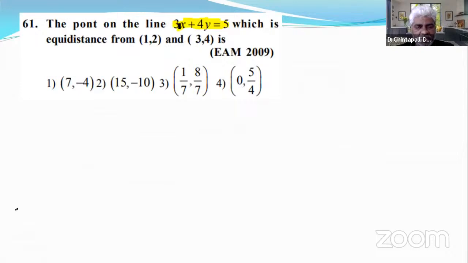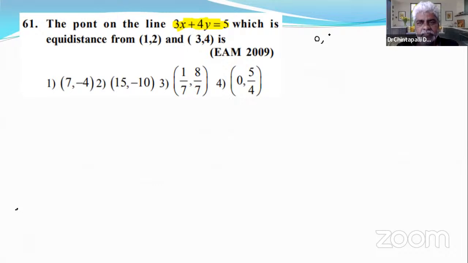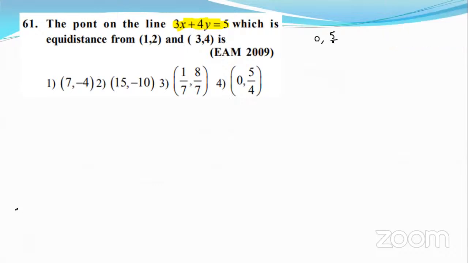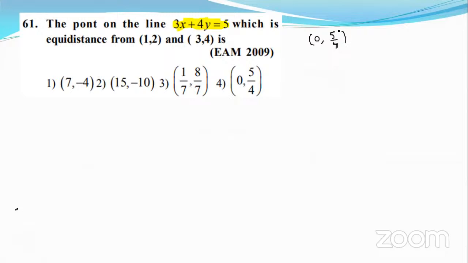You can tell infinity points, because every straight line, even every line segment, contains infinity points. So (0, 5/4). Agree? Yes, sir. The point (0, 5/4) is on that line. Plug in (0, 5/4).